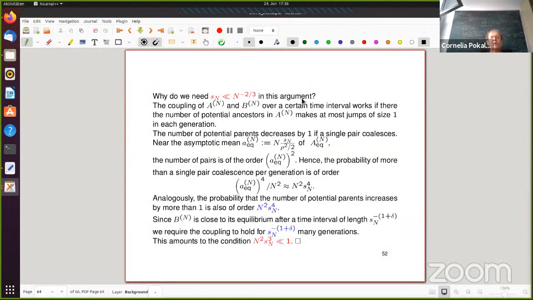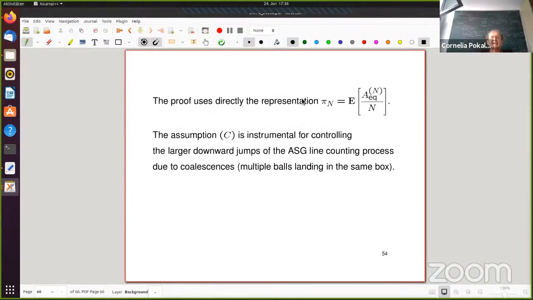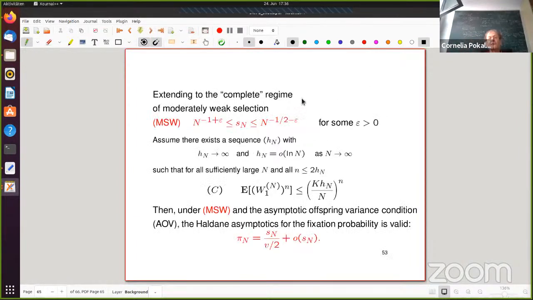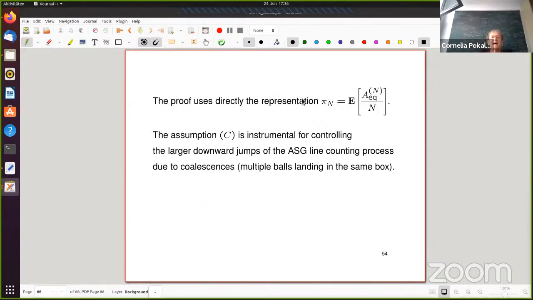But now let me just comment very briefly and then hand over to Cornelia again on the idea of proof of this main theorem. This is very, very sketchy. The proof uses again directly this formula, right?